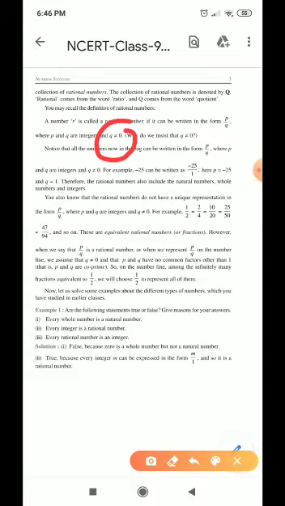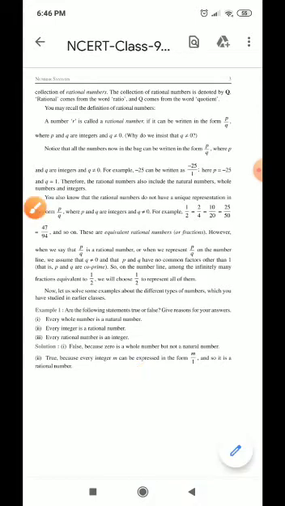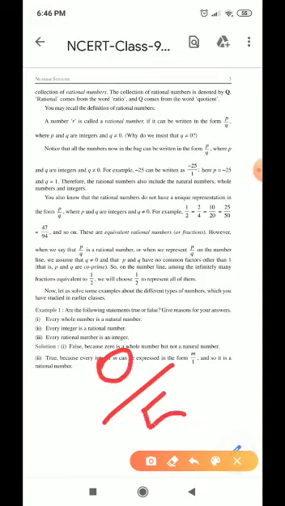Why must q not be equal to 0? Because if we have, suppose, 5 upon 0, here in the denominator 0 does not exist. There is no value of 5 upon 0. It does not exist. That means 0 should not be there in the denominator. But we can have 0 upon 5. 0 can be there in the numerator.